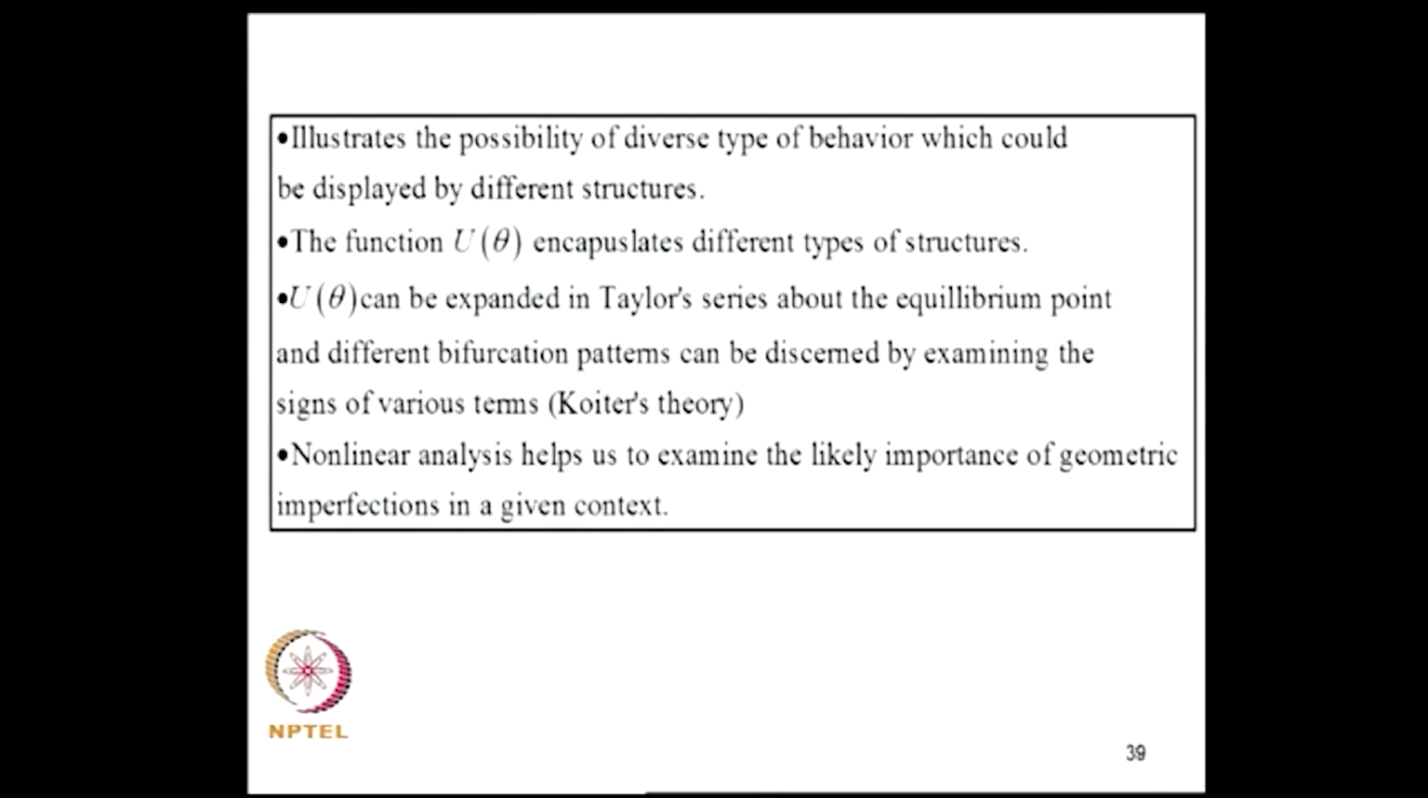These three examples that we considered together illustrate the possibility of diverse types of behavior which could be displayed by different structures. If a structure differs, the function U changes, and U as a function of generalized coordinates is different for different types of structures. So, these three examples display the dramatic changes that can happen in the behavior of the structure due to the dependence of U on the generalized coordinates. The function U of theta encapsulates different types of structures. U of theta can be expanded in Taylor's series about the equilibrium point, and different bifurcation patterns can be discerned by examining the signs of various terms.